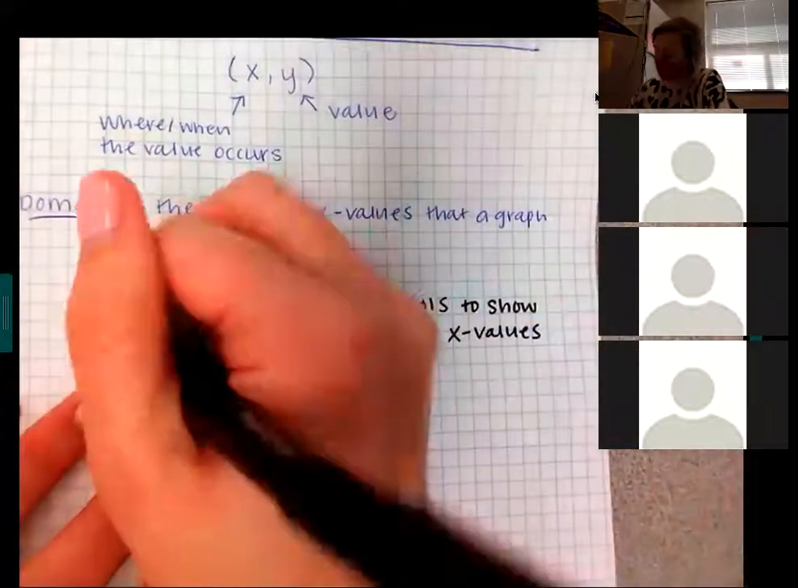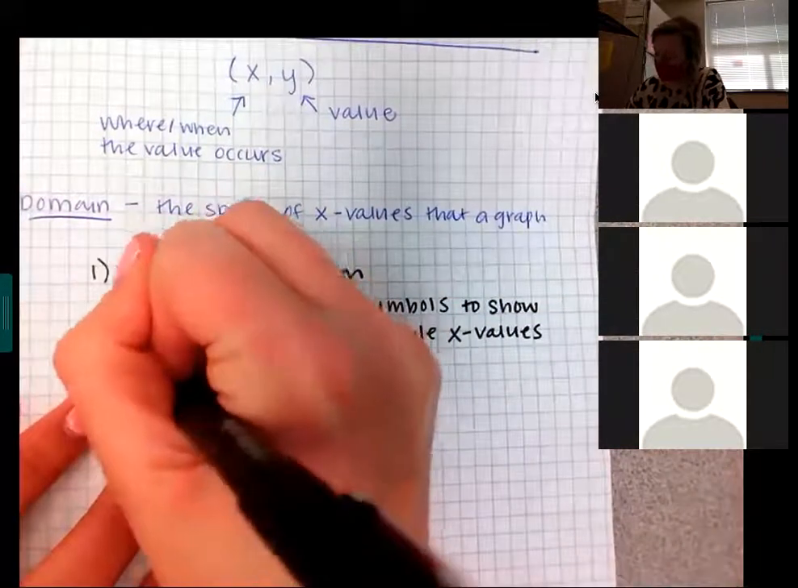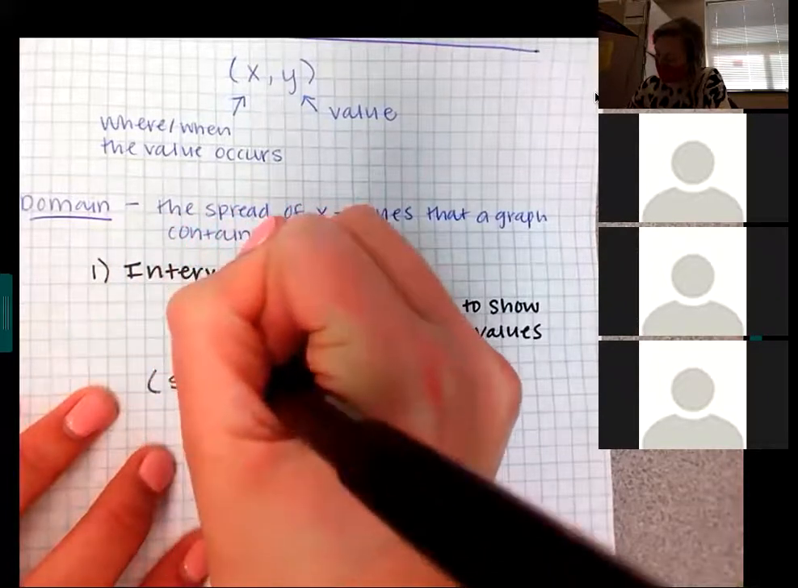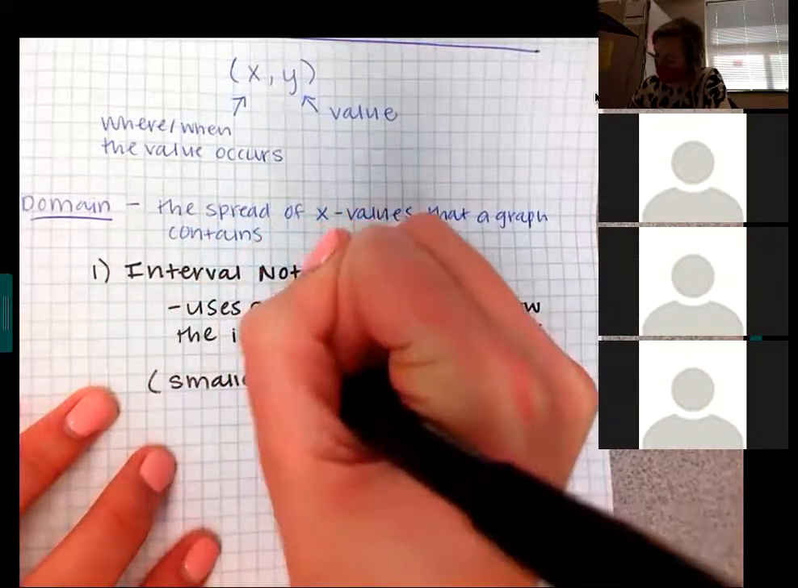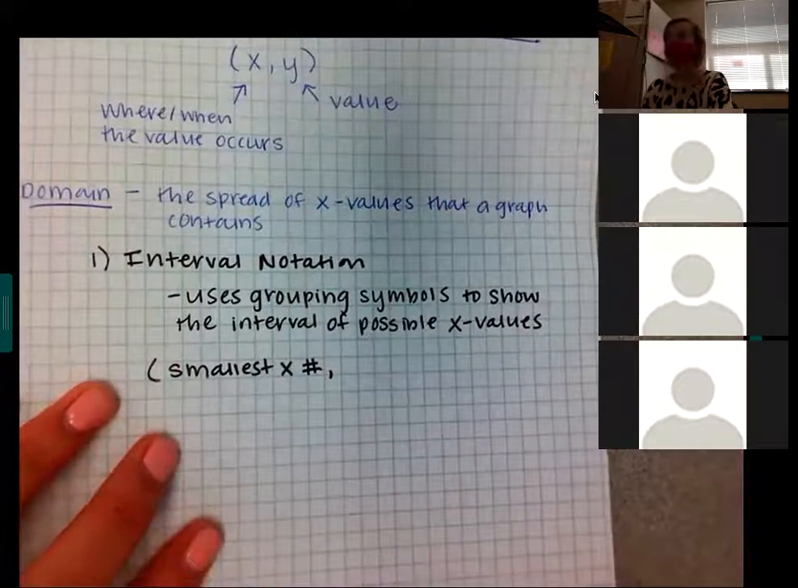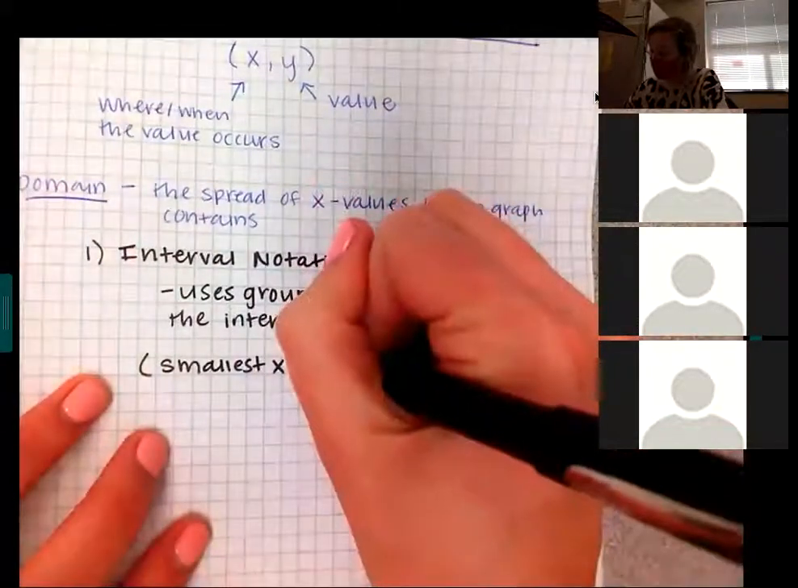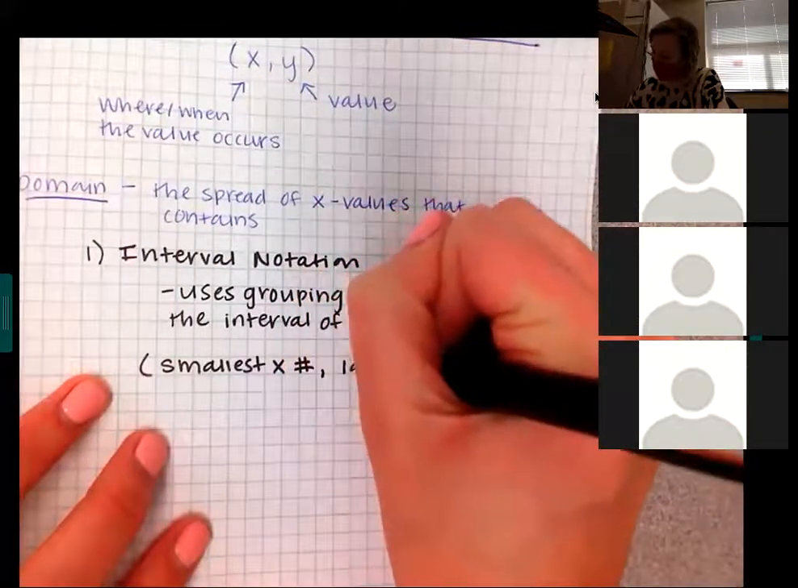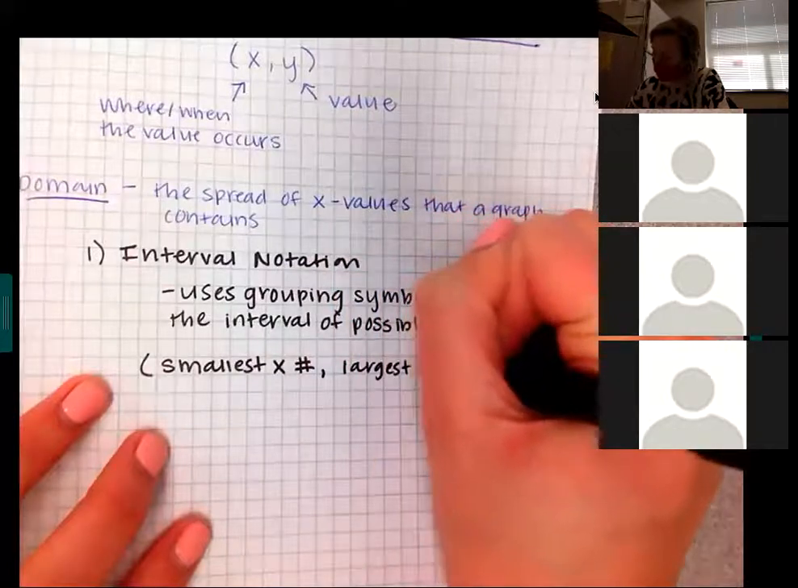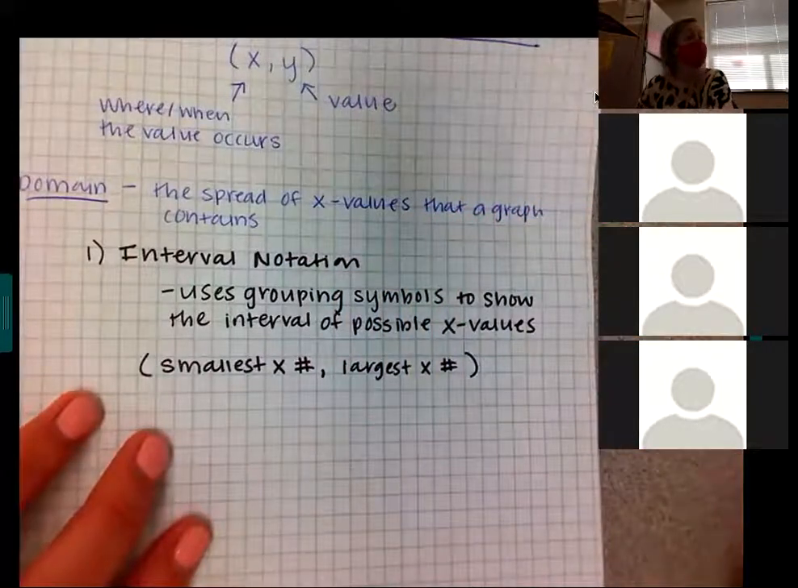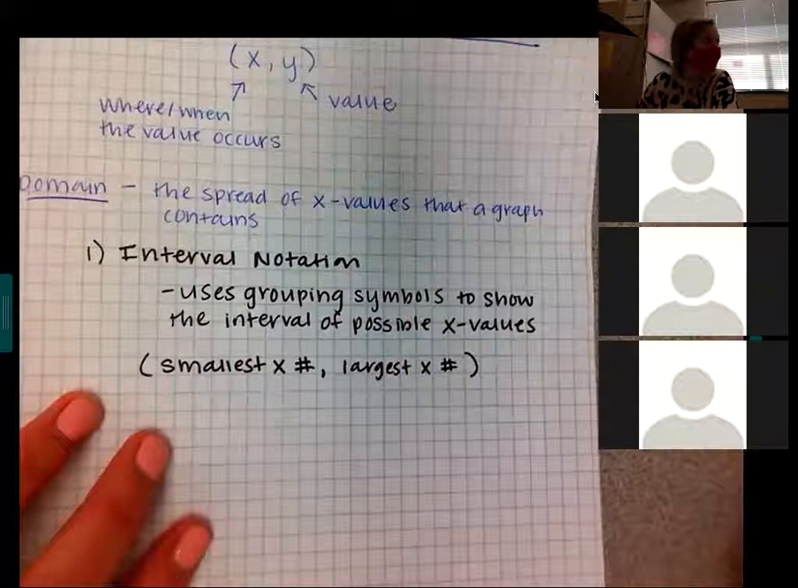So it's going to look something like this. We're going to have parentheses, smallest X number, comma, largest X number, and then we're going to close the parentheses. Now the parentheses could also be what? What did y'all just say? Brackets.